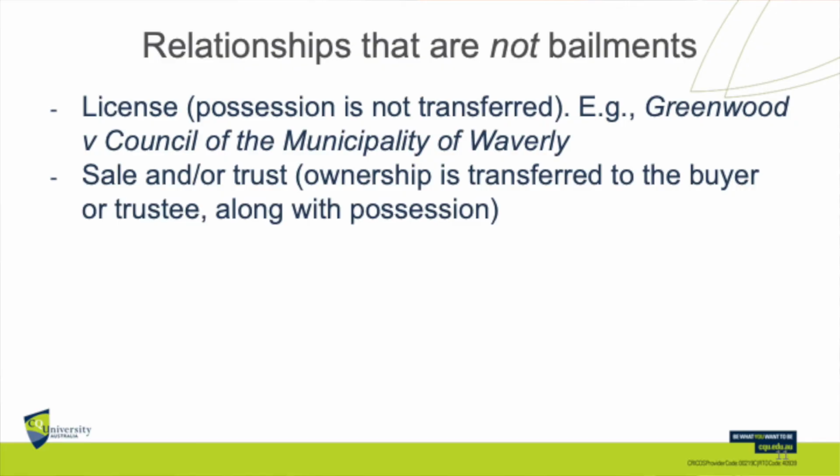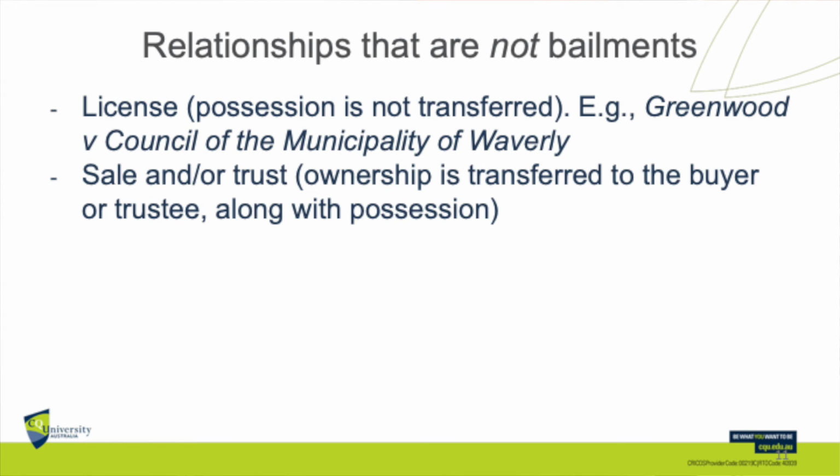Lastly for this video, let's look at 2 types of relationship that are not bailments. First, a licence is not a bailment because possession is not transferred. This was important in Greenwood and Waverley Council, where Greenwood hired a locker at Bondi Beach and stored personal items there. As Greenwood had the key to the locker for the hire term, this meant that he still had control over the items, and possession never transferred from him to the council. Accordingly, there could be no bailment.